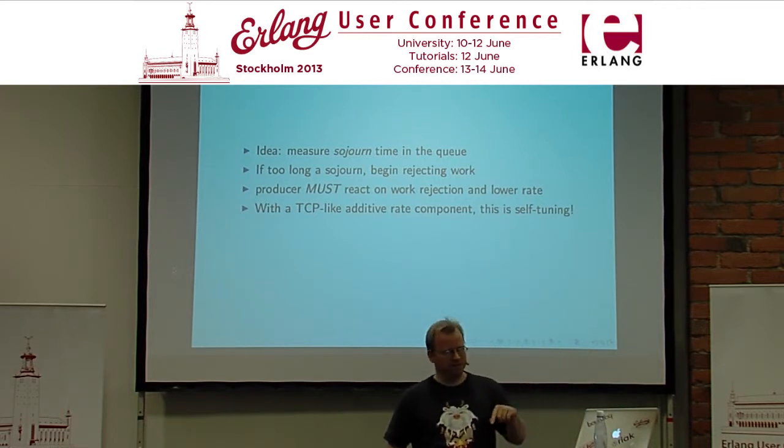The only thing I'm missing currently, and this is why it's experimental, is that the producer must react to work rejection by lowering its initial send rate into the system. So it's only useful if you have a feedback mechanism like in TCP where you can essentially turn down your rate, because that is what happens in TCP when this happens.